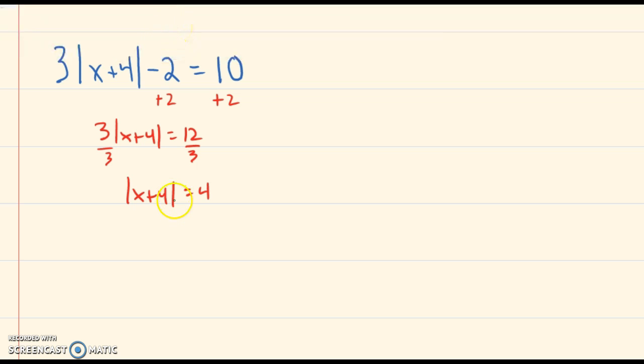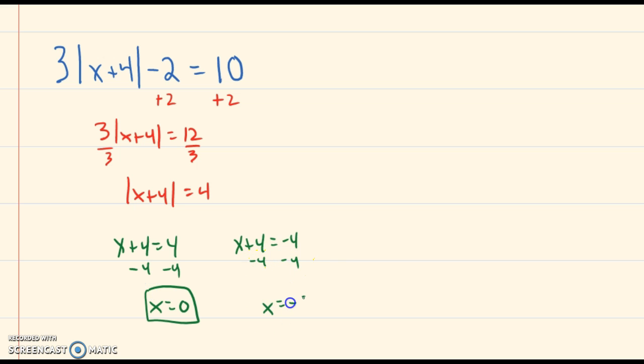What I'm thinking about is, well, in order to get 4, this part has to equal 4. Or that part has to equal negative 4. And from there I can solve. So take away 4 from both sides. x is 0. Take away 4 here. x is negative 8. So again, once you've got the absolute value by itself, you can set up your two equations, where you've got the positive case and the negative case. Very similar to what we did up at the top, where we were defining the piecewise function.